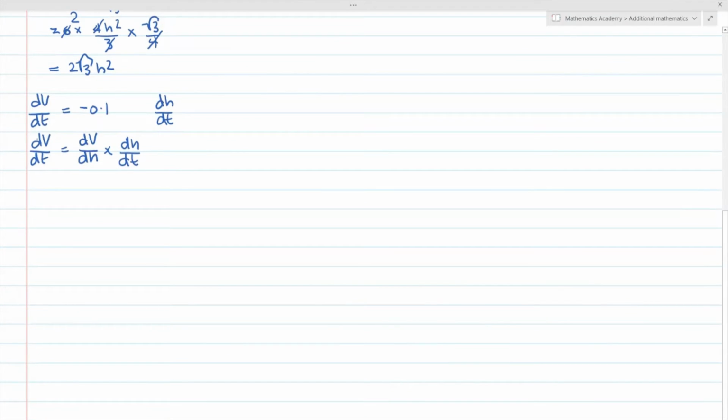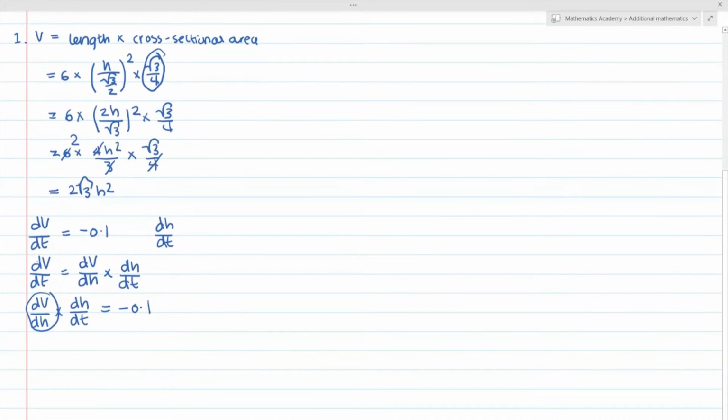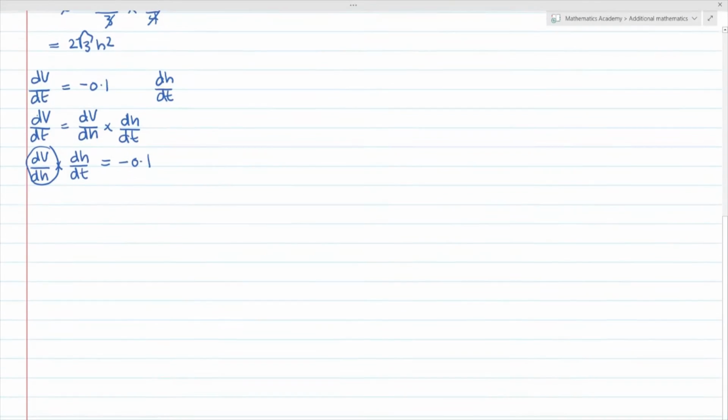Okay, so dV/dh multiplied by dh/dt is equal to negative 0.1. We now need to find dV/dh. Well, we've already found that because we know what V is in terms of h. V is 2 square root of 3 h squared, and so dV/dh is 4 square root of 3 h.